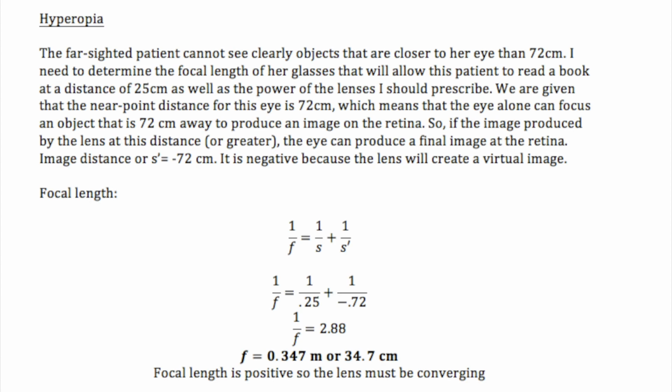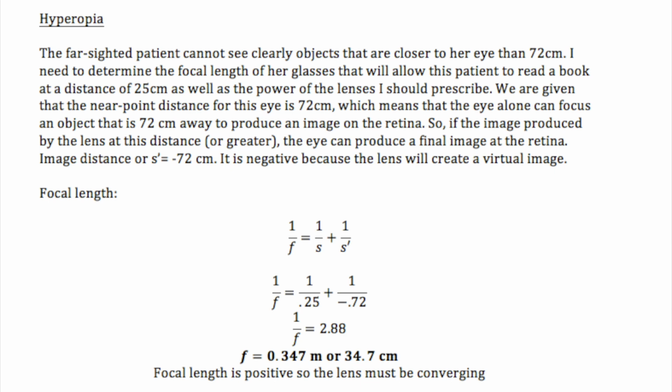Next is on to my hyperopic patient. The far-sighted patient, after a thorough eye exam, I determined that she could not clearly see objects that are closer to her eye than 72 centimeters. That means I need to determine the focal length of her glasses that will allow this patient to read a book at a distance of 25 centimeters, as well as the power of the lenses I should prescribe her.